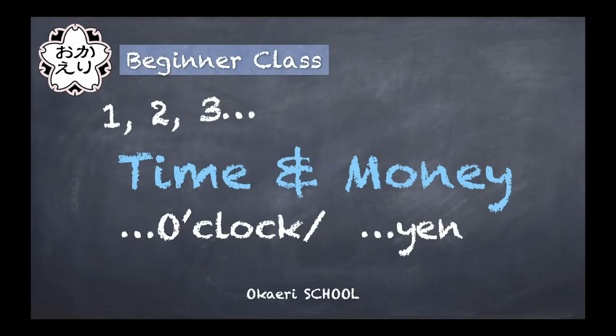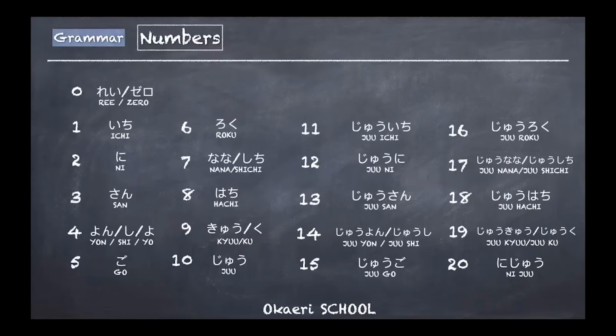Today we're going to talk about time and money. We learned the basic numbers up to 100 last time. Today we'll be working on the clock, or yen, our currency in Japan. So we talk about time and money. When you have control of those numbers, you can talk about time and money.